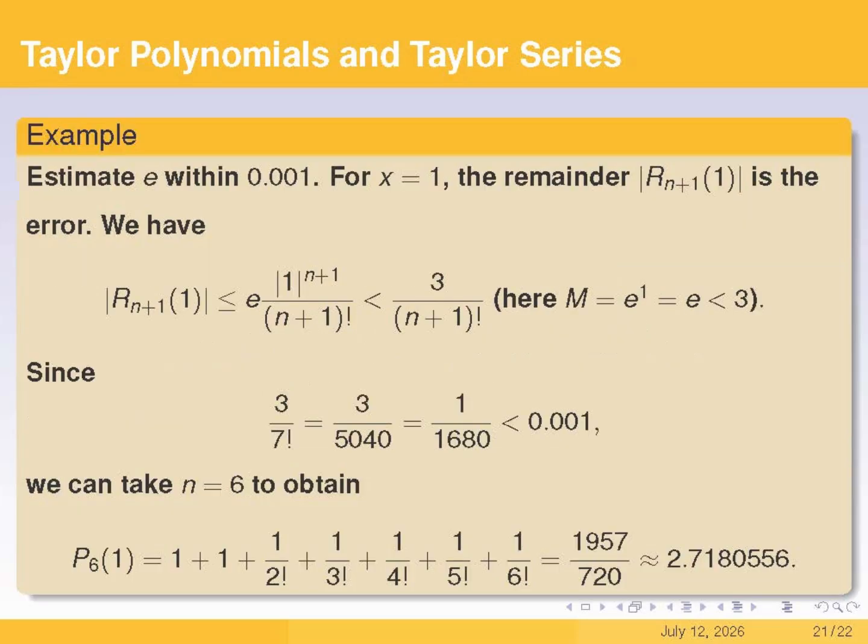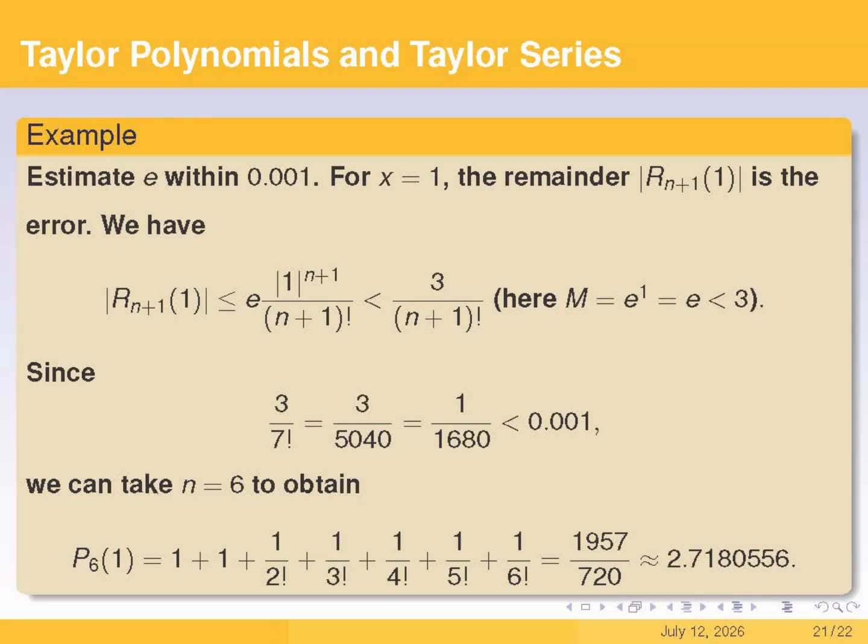In this example, we want to approximate the value of e with an error of less than 0.001. Because the Taylor remainder works as the error estimate, we are looking to make the Taylor remainder of e to the x smaller than 0.001 at x equals 1. Just like you see in the third line, we need to find an n value that makes 3 over (n+1) factorial less than 0.001. The fifth line shows us that we can hit this target simply by setting n to 6.